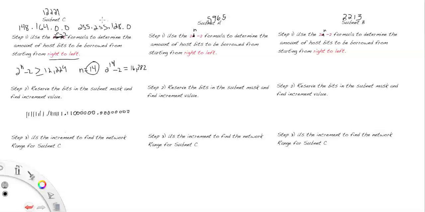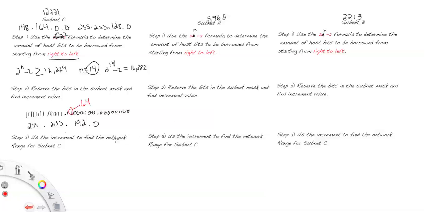Our original mask was 255.255.128, which was a 17-bit mask. Our new mask is going to be an 18-bit mask. So this in decimal is 255.255.192.0. And what's important about this mask, we have to get the increment, right? Which in this case is 64.